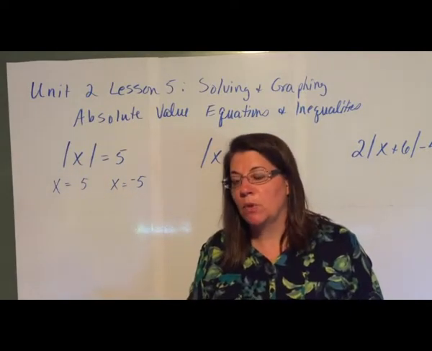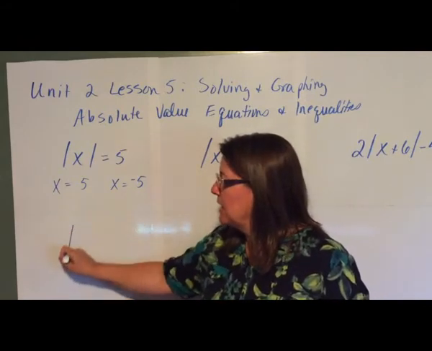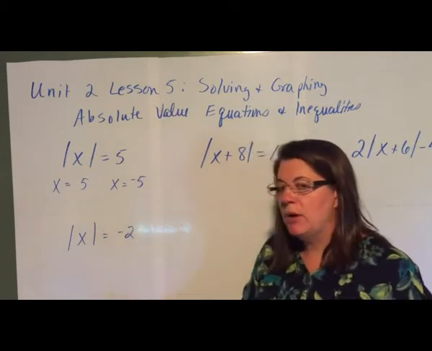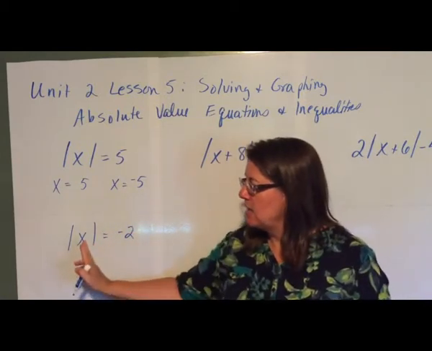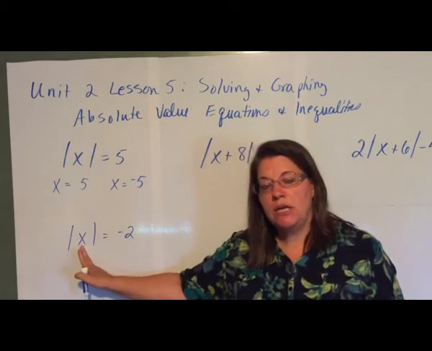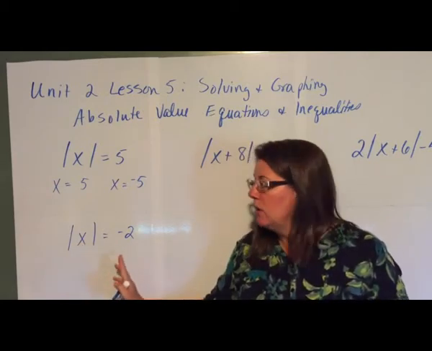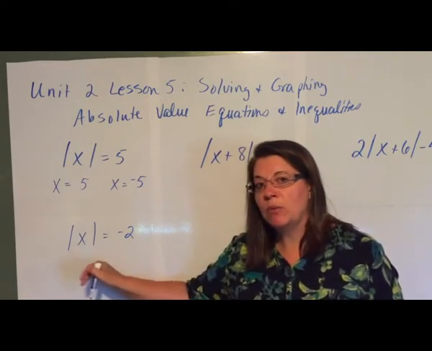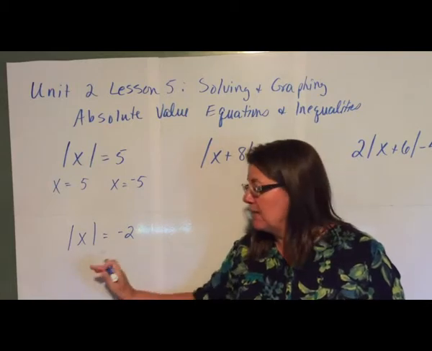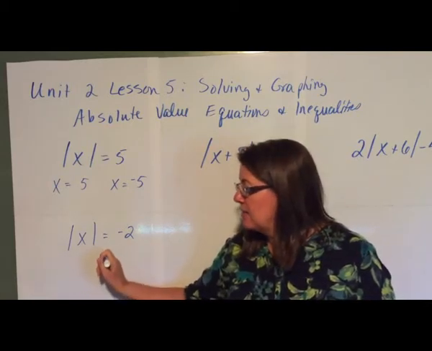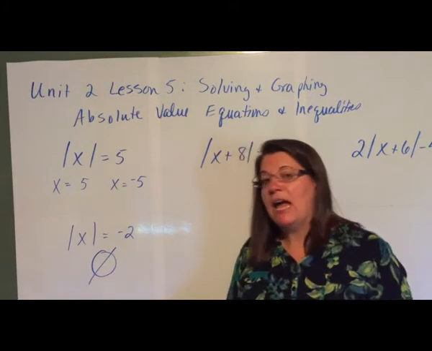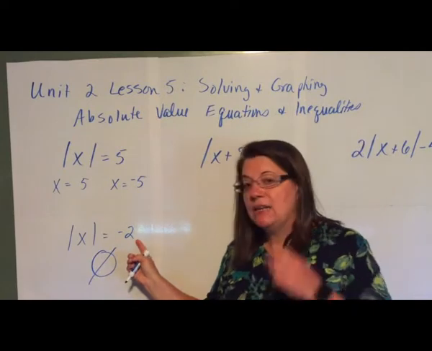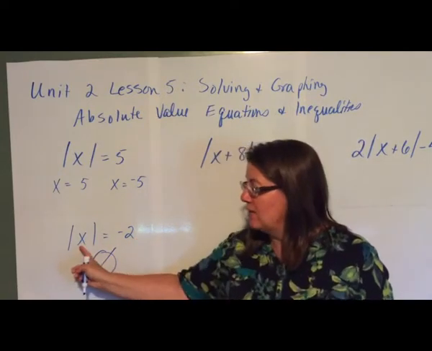Okay? Now, if we have something like the absolute value of x equals negative 2, think about what that's saying. It's saying the absolute value of what number equals negative 2. Well, is that possible? Can there be a number inside the absolute value symbol that will give you a negative? It is not, because absolute value represents a distance, and distance can't be negative. So we can never have an absolute value equation that is equal to a negative number if all we have is the x on the left.